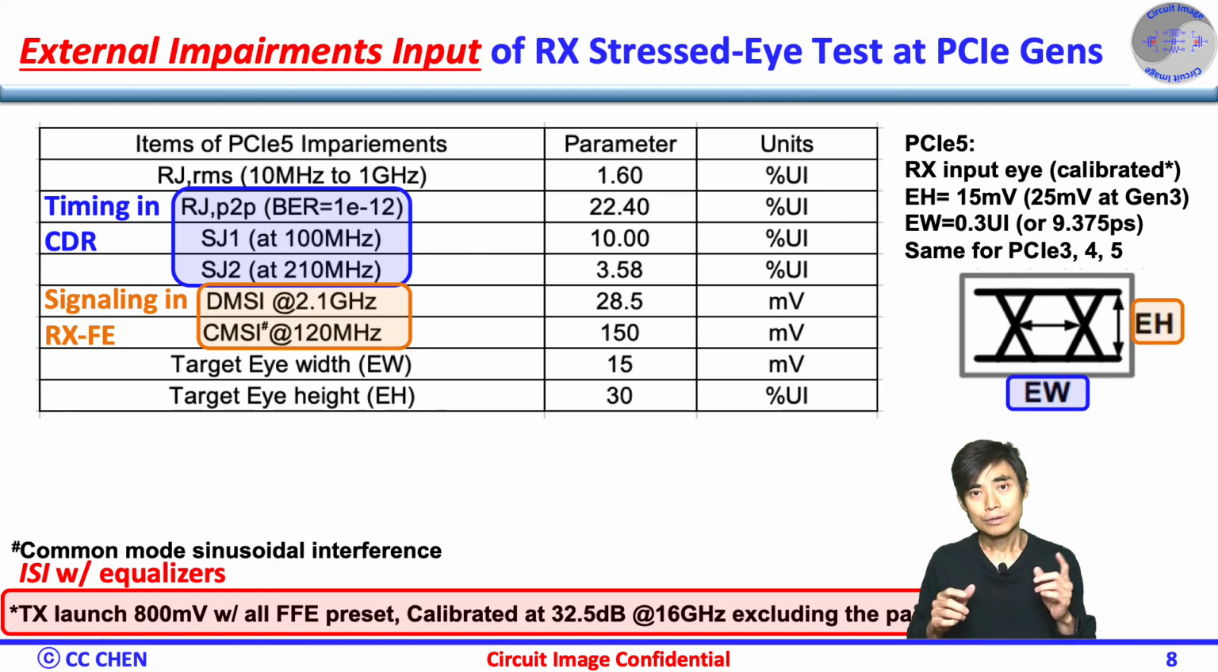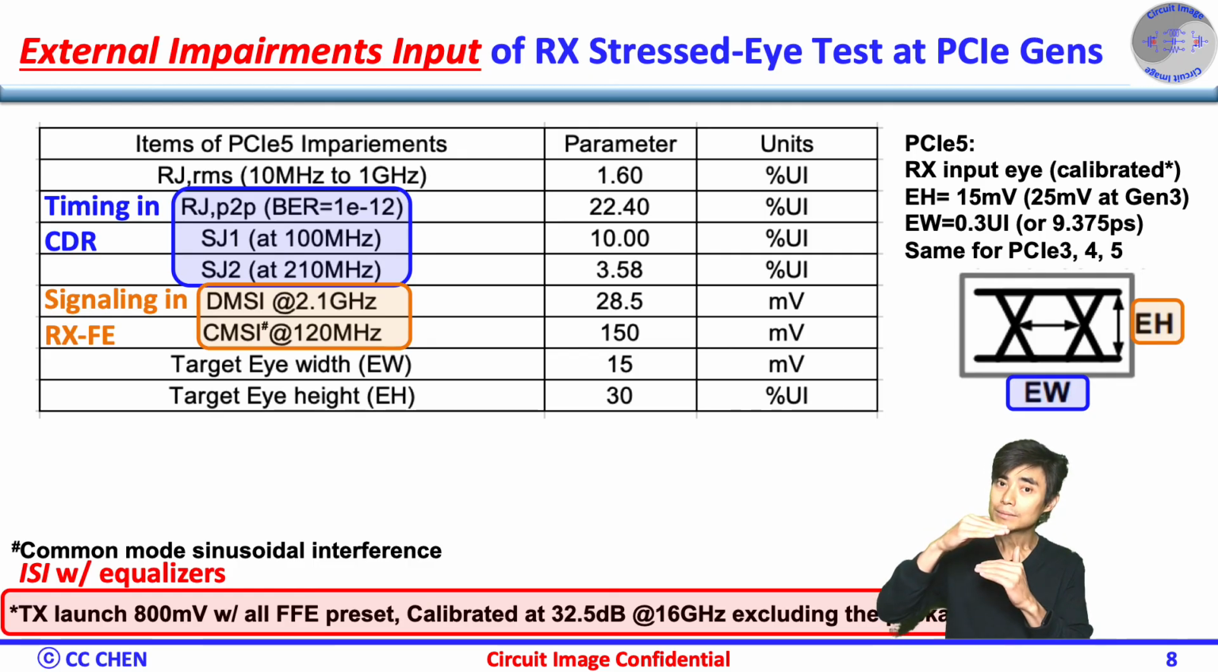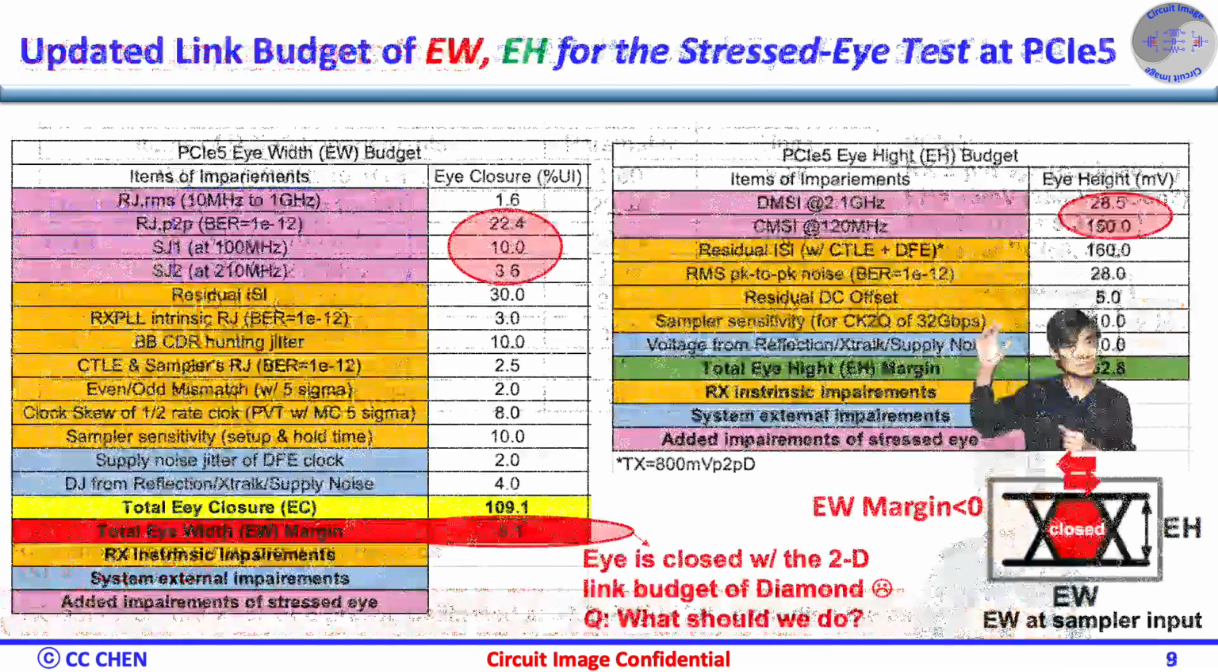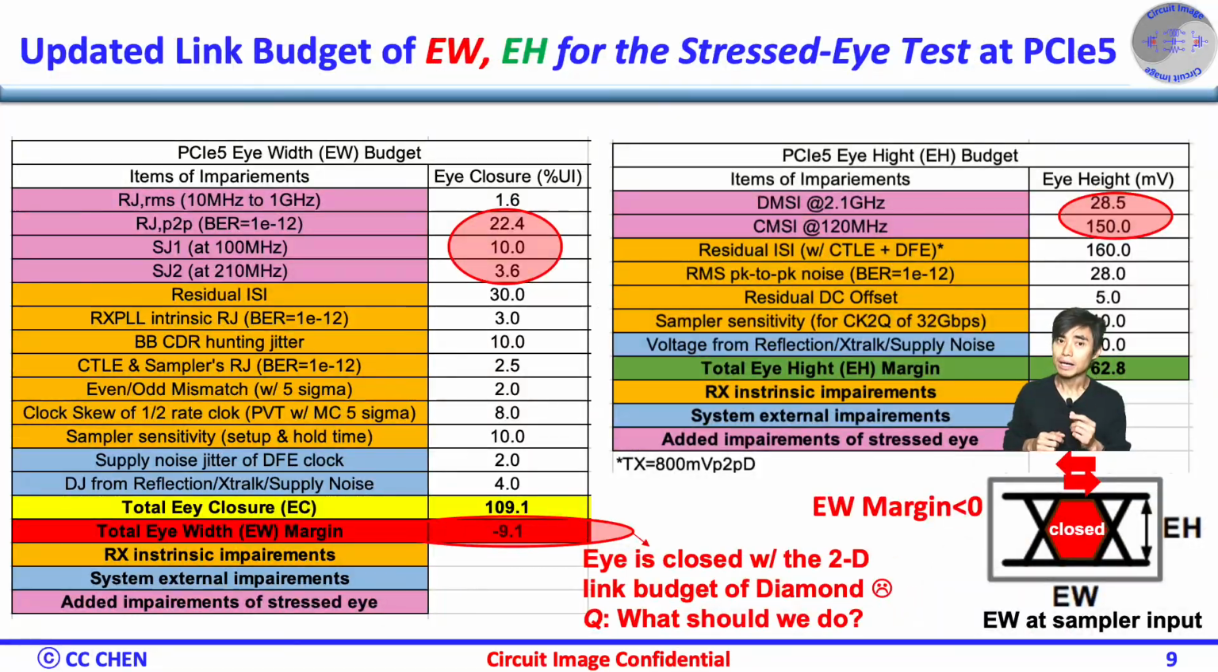For example, from the most difficult NRZ stress eye calibration of PCIe Gen 5, the eye height is even only 15 mV after the calibrated eye of the EQ. Therefore, we need to take all the external impairments into our design budget as well. Here is the updated link budget with the stress eye test at PCIe 5.